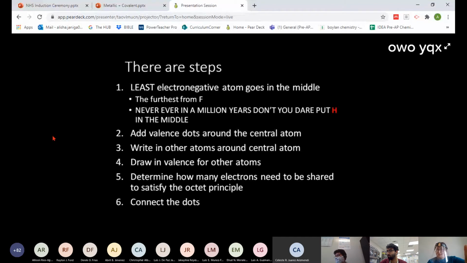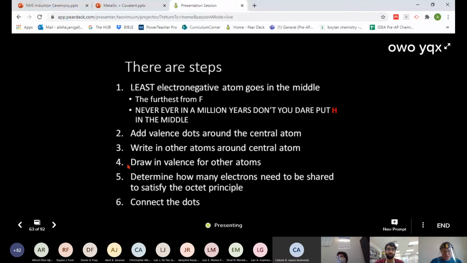So step number 1, the least electronegative element goes in the middle. Your least electronegative, if you forgot, will always be the furthest from F. Always the furthest, but never, never, ever, ever put H in the middle. Hydrogen will never, I promise you, never in a million years be in the middle of a multi-atom compound.